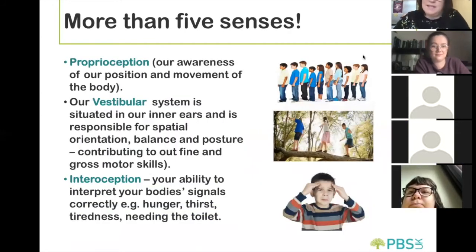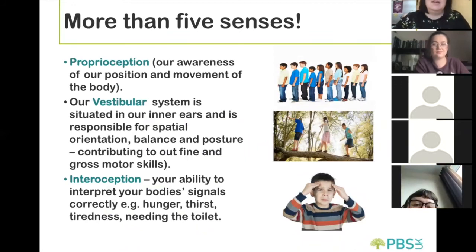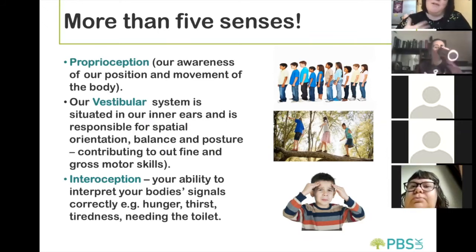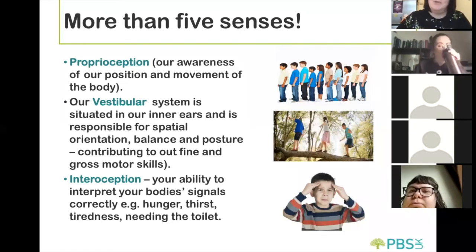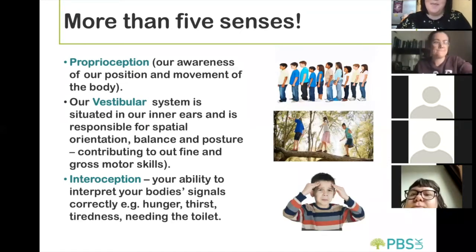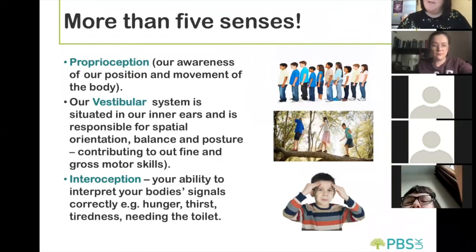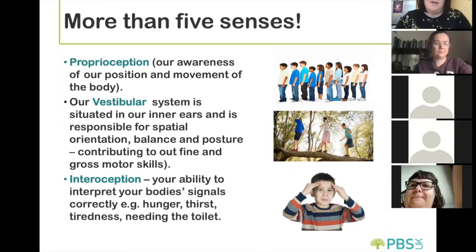So there's more than 5 senses, and as I said, we've got these 3 additional senses on top of our generic 5 senses. Our sense of proprioception is basically our awareness of where our body is in space, our awareness of where we are and where we end and the rest of the world begins. That's generally what we're talking about when we're talking about proprioception. So where we are in space, our bodies.